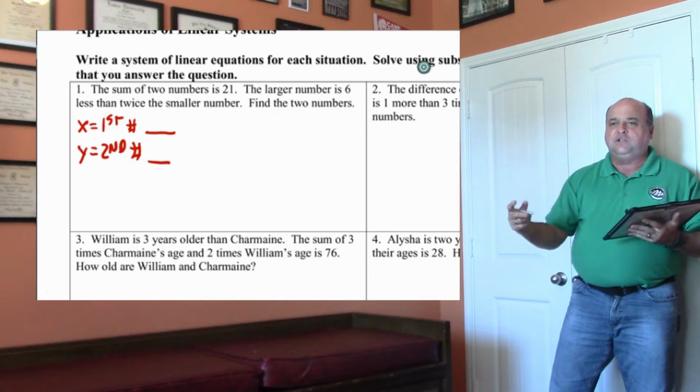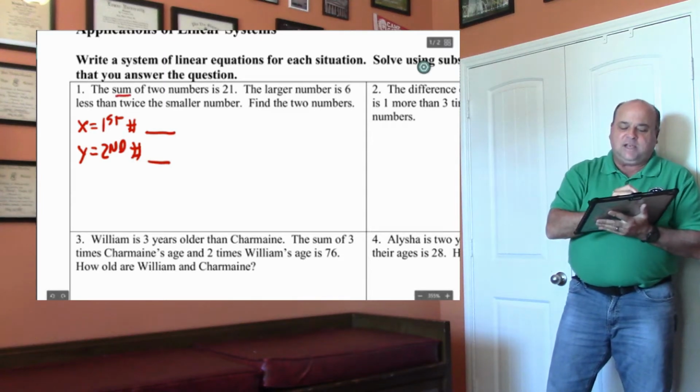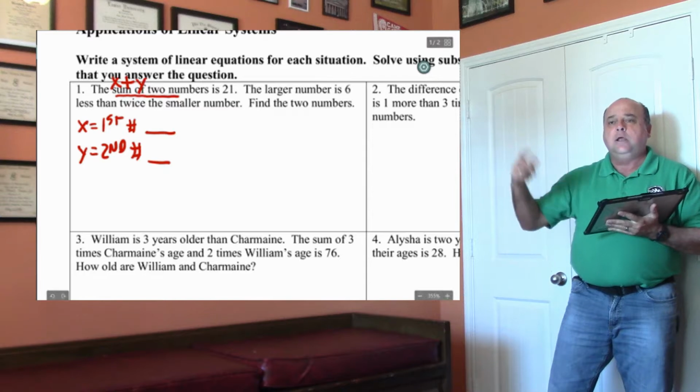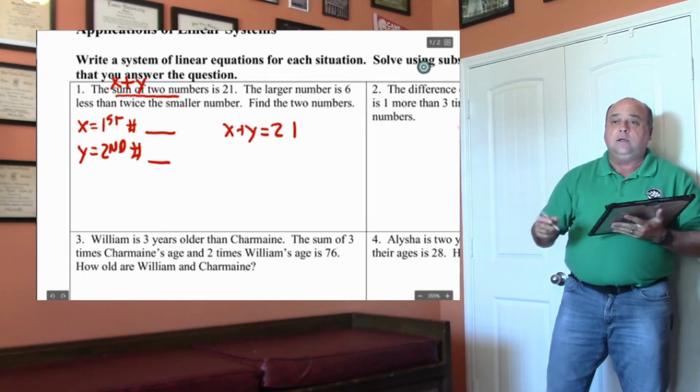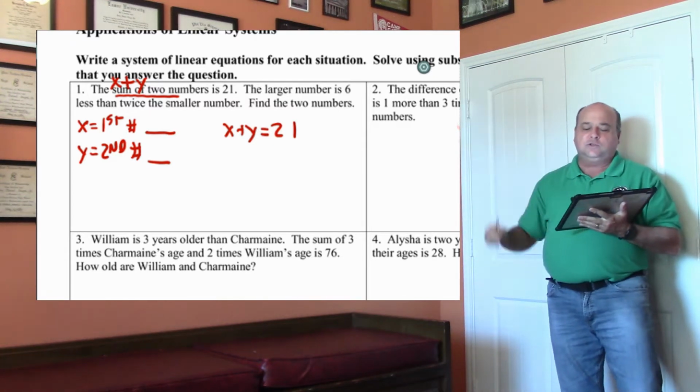Now we're going to get these two answers. Remember, the numbers are x and y, right? The first thing it says is the sum of two numbers. To get the sum of two numbers, we're just going to add up the x and the y. So our first equation will be x plus y equals 21. The sum of the two numbers is 21.